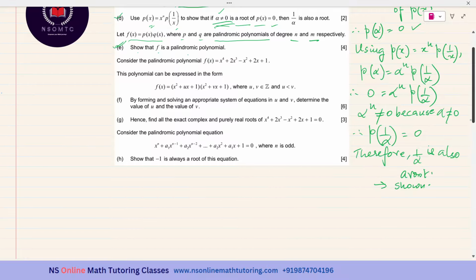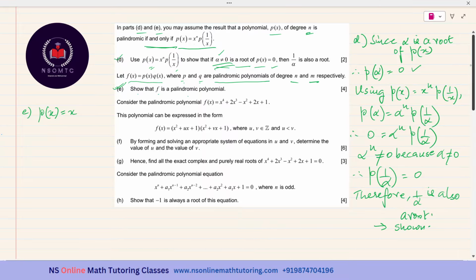It may appear to be a little challenging for some students, but in this question number 2, all the other parts were very straightforward. This one is not very challenging, but you may get confused. No problem. They are saying that p and q are palindromic polynomials of degree n and m respectively. So p of x will be equal to x to the power of n times p of 1 over x, because p has degree n.